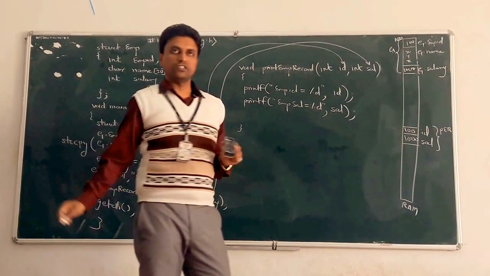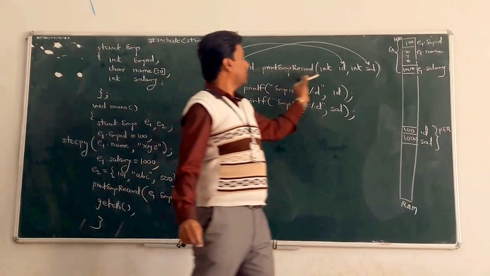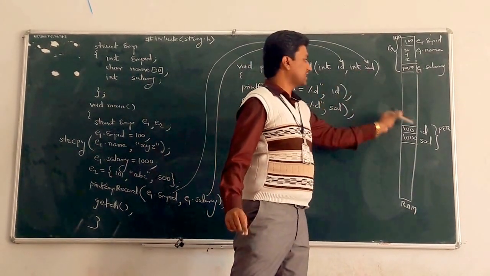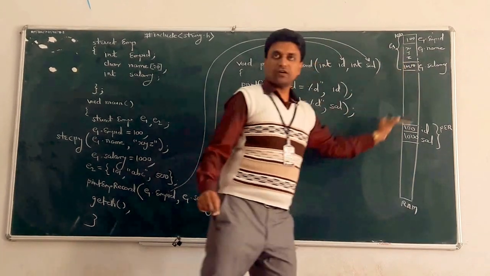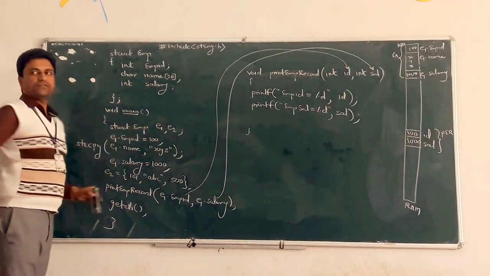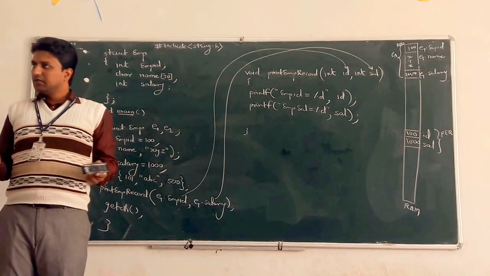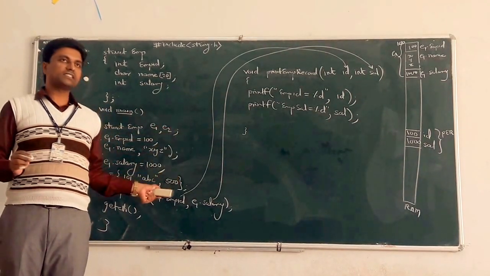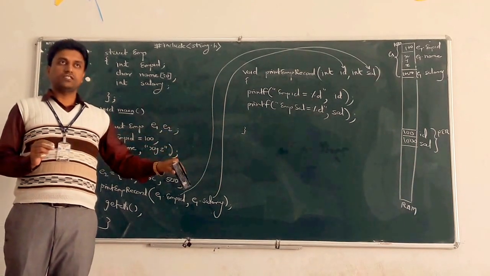These two variables are in the scope of the print employee record function. Within the scope of print employee record, there are the ID and salary variables, but all the other variables are within the scope of the main function. Clear? Using this, we can pass the structure data members.